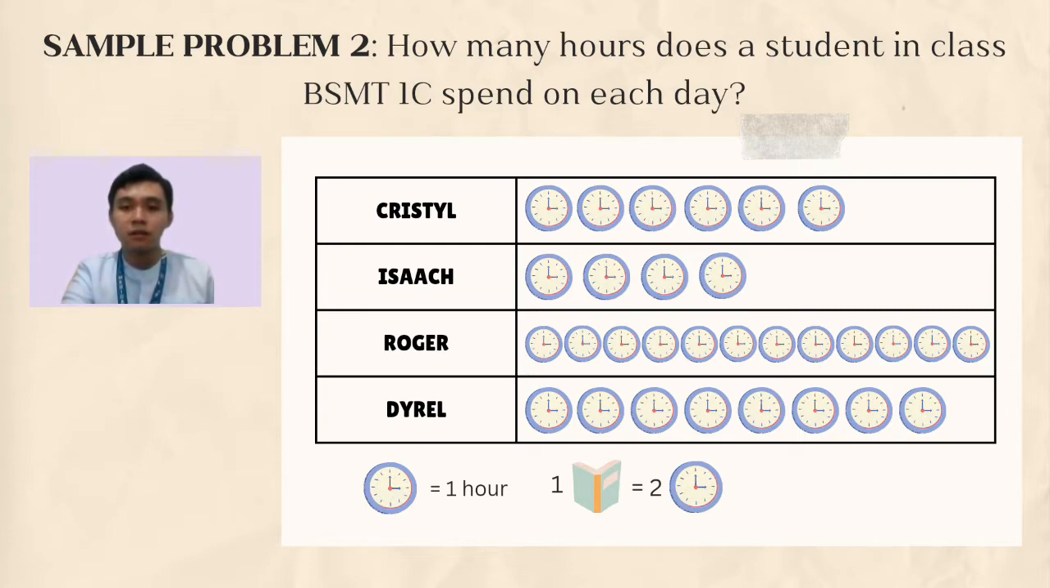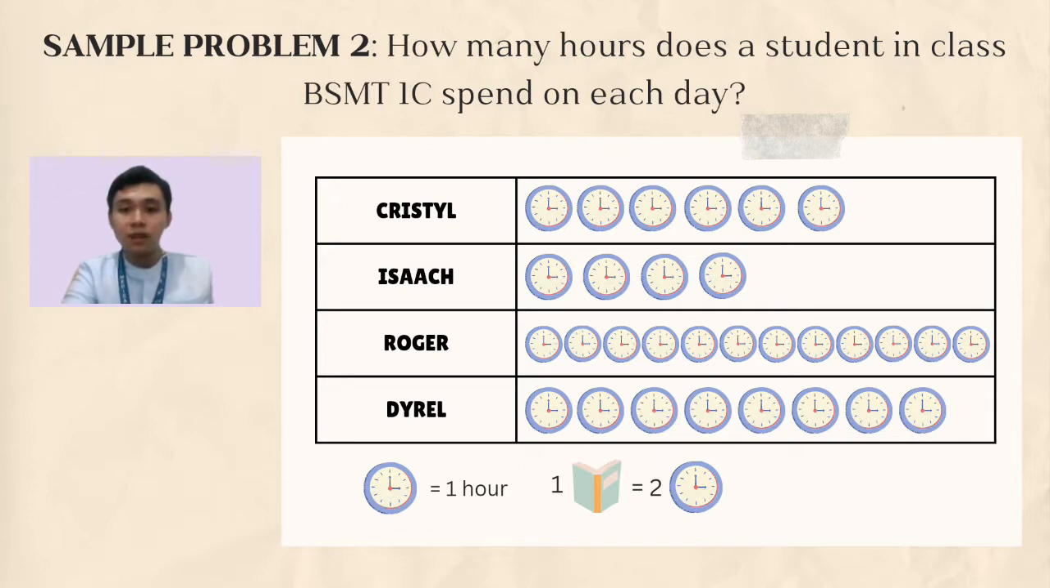Next, for Isaac, we have 8 hours. So how many books do we need to put in the table? We have 1, that is 2 hours, plus 2 we have 4 hours, plus 2 we have 6 hours, and now we have 8 hours. So 4 books is equal to 8 hours.